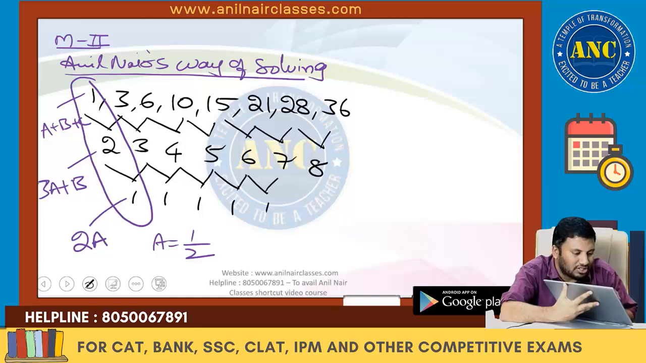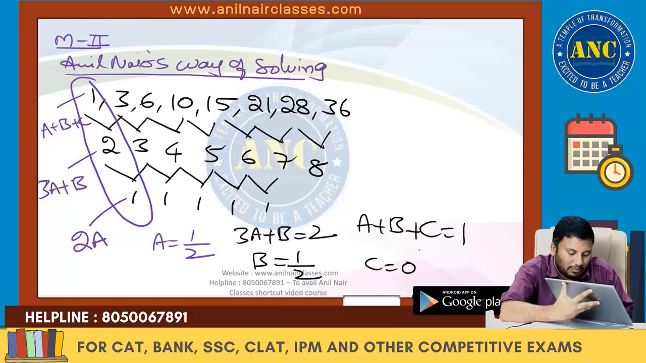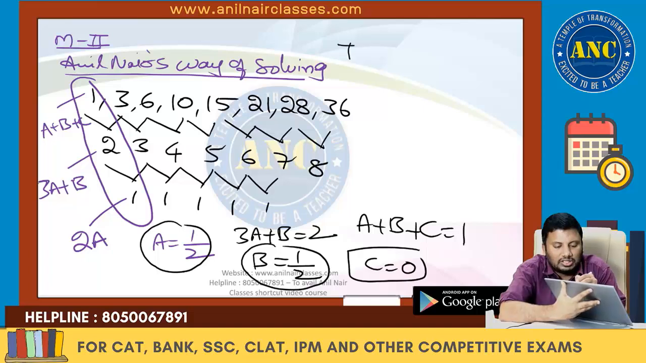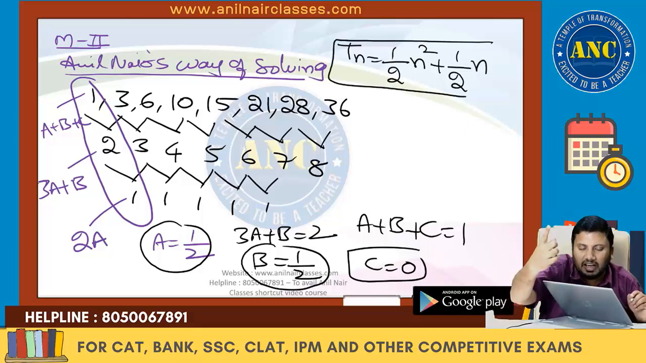3a plus b is 2. B is nothing but 1 by 2. A plus b plus c is 1. C is nothing but 0. A is 1 by 2, B is 1 by 2, C is 0. So Tn is half n square plus half n. In the previous question it is A and A plus B.